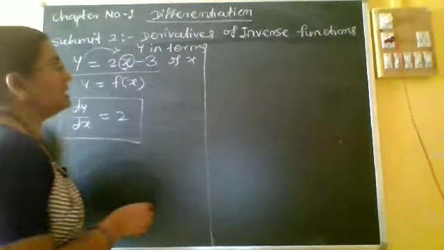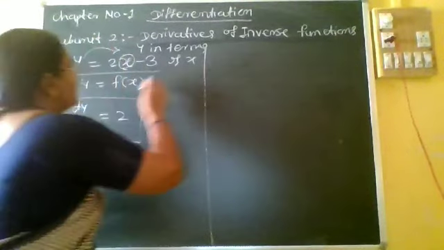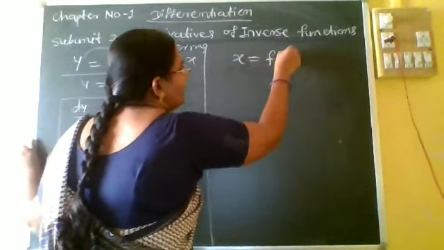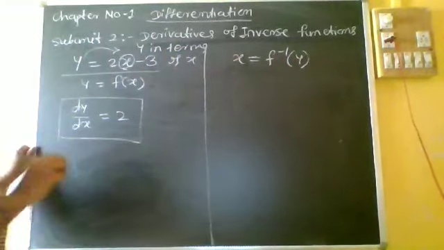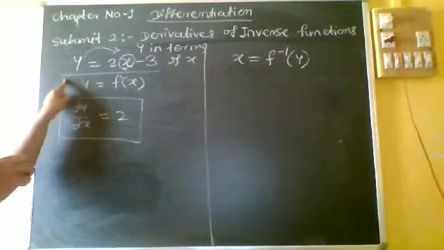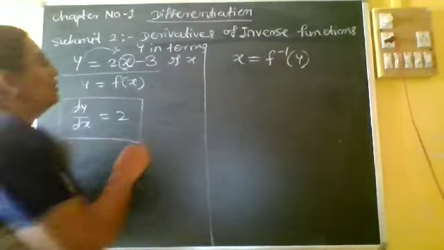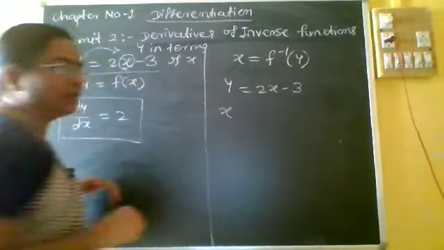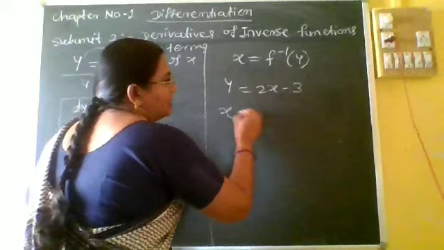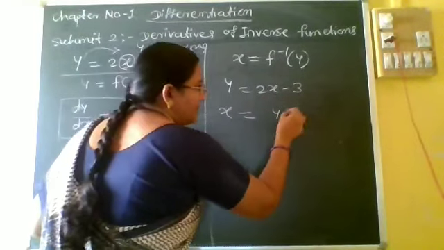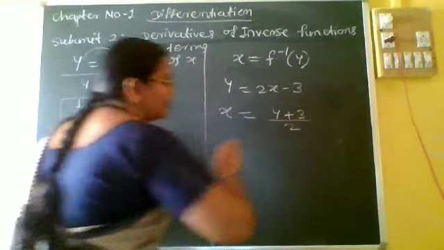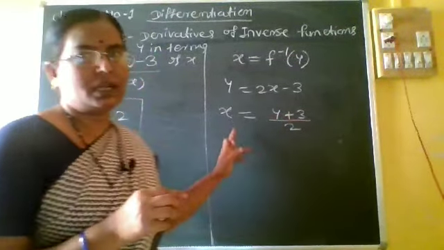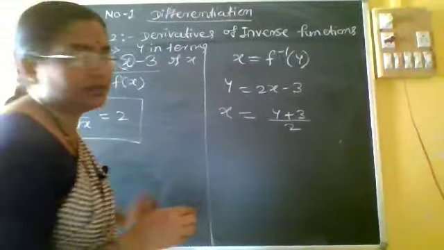But the inverse function of this given function is written as y is equal to f of x means the inverse function is x is equal to f inverse of y, means write the given function x in terms of y. Okay, y is equal to 2x minus 3, written in terms of y, it becomes x is equal to y plus 3 divided by 2. This becomes x in terms of y. This is the inverse function of the given function.